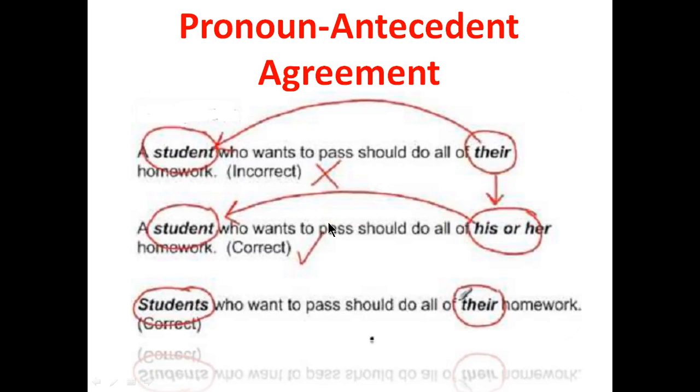Here are some examples to make the concept more clear to you. A student who wants to pass should do all of their homework. Now, it is an incorrect sentence. Why is it an incorrect sentence? Okay, I will explain to you.